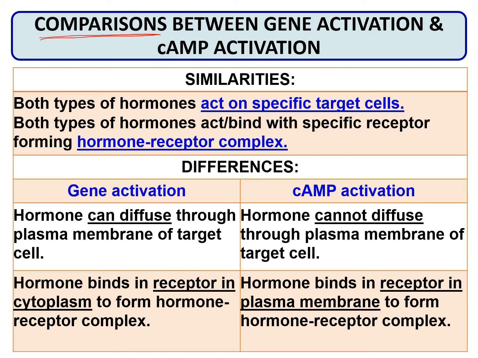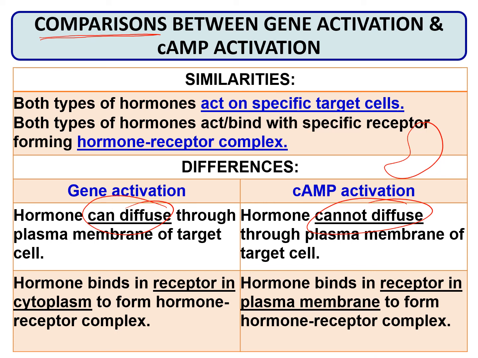And then both type of hormones will bind to a specific receptor. So they need a receptor. Dia bukan dia yang merangsang. Dia mesti merangsang bersama dengan receptor. So both tu memang perlukan receptor. But the difference is, there are so many differences, a few. Gene activation can diffuse into plasma membrane of target cell. cAMP activation cannot diffuse to plasma membrane of target cells.